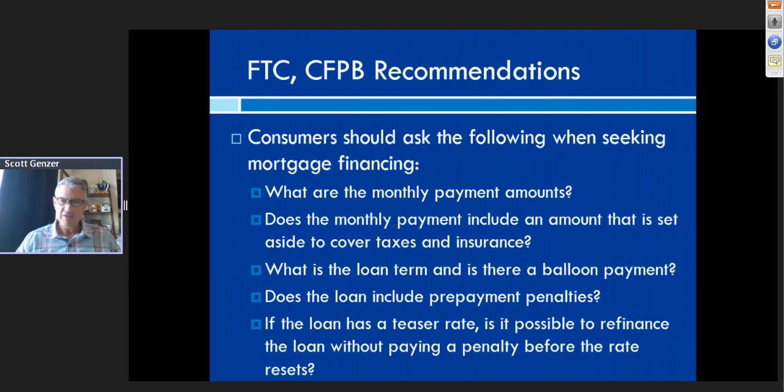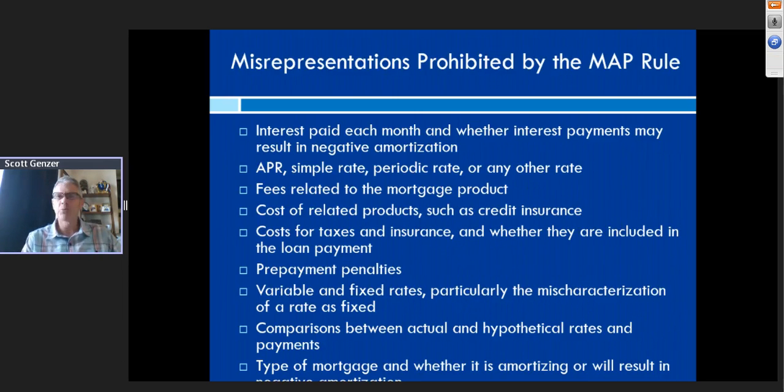In 2011, the FTC said those 7 deadly sins from the Federal Reserve are fine, but we've got more. We're going to create the MAP rule, the Mortgage Acts and Practices rule, which prohibits any material misrepresentation, expressly or by implication, in any commercial communication regarding any term of a mortgage credit product. So there's 19 additional. You cannot misrepresent these issues on the mortgage.